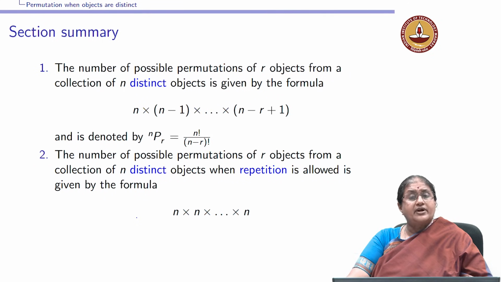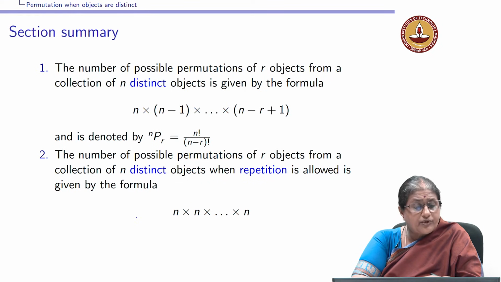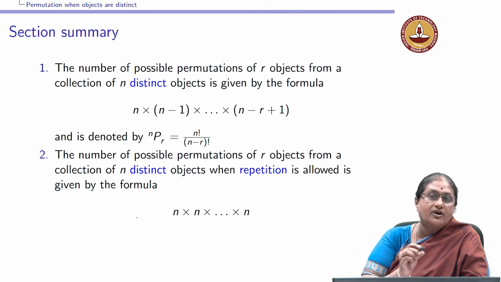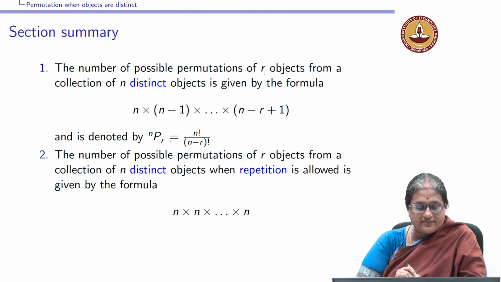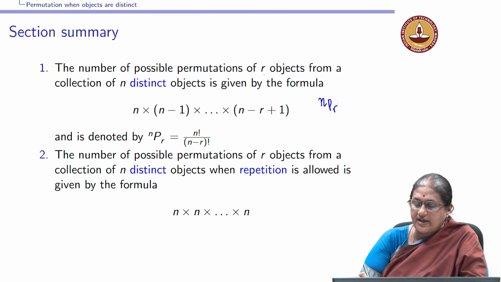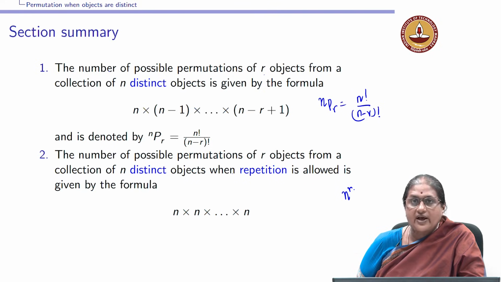So, let us look at a summary of what we have learned so far in this topic. We started with permutations when objects are distinct. We look at 2 cases: one is when repetitions are not allowed, and the second when repetitions are allowed. When repetitions are not allowed, the number of possible permutations of r objects from a collection of n objects is given by and denoted by the formula nPr, which is n factorial divided by n minus r factorial. When repetitions are allowed, it is given by n to the power of r. This is what we have learned so far.